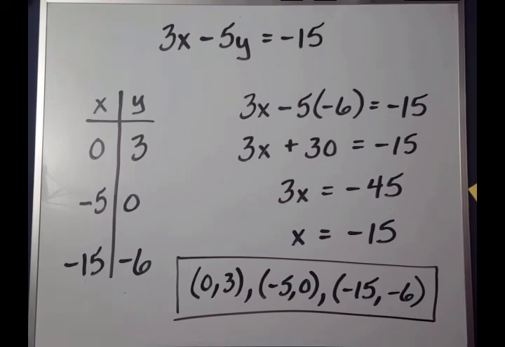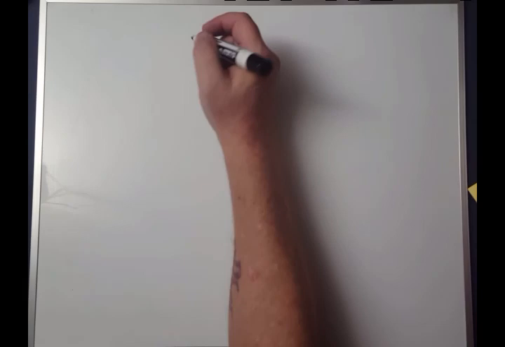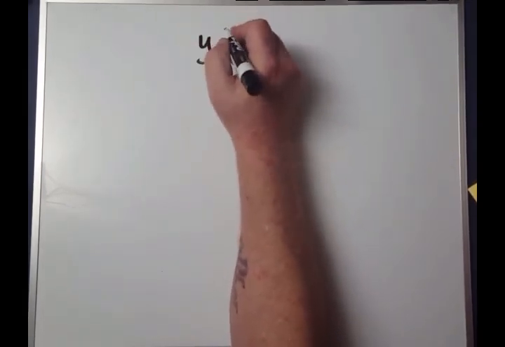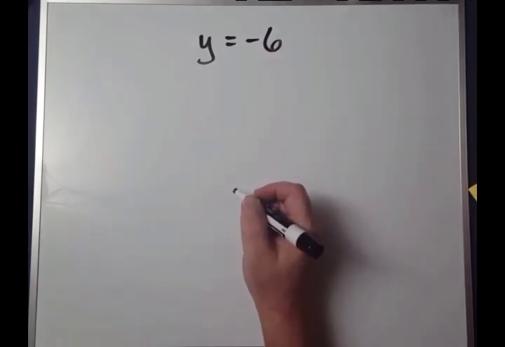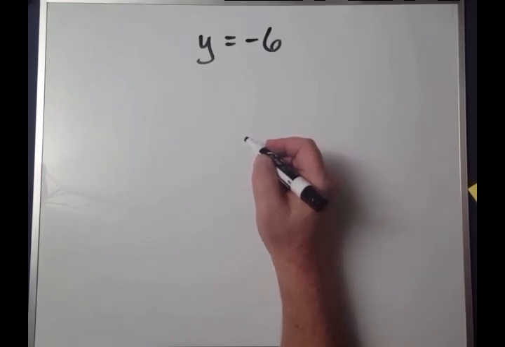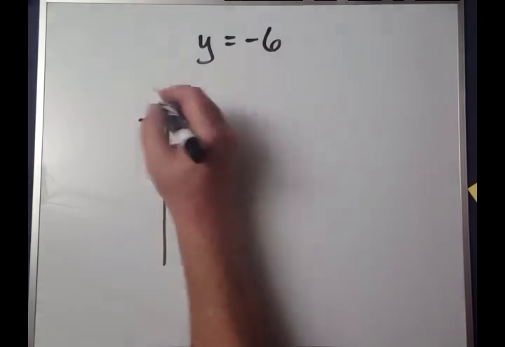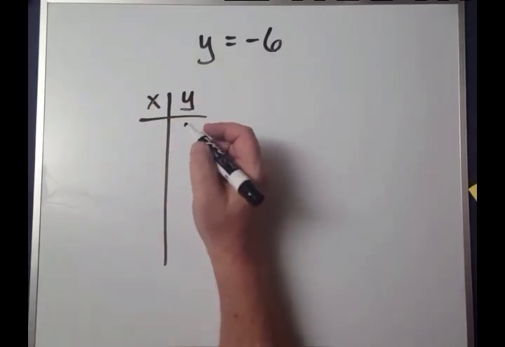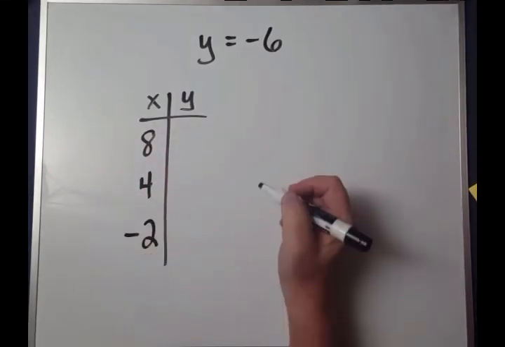Let's look at number 44. This is the idea I said you need to get used to quickly. In number 44, we have the equation y equals negative 6. Is that a linear equation in two variables? Yes, it is. I just can't see the x because the coefficient on x must be 0. We're given a table to complete when x is 8, when x is 4, when x is negative 2.